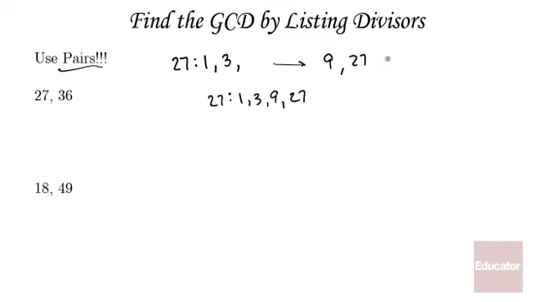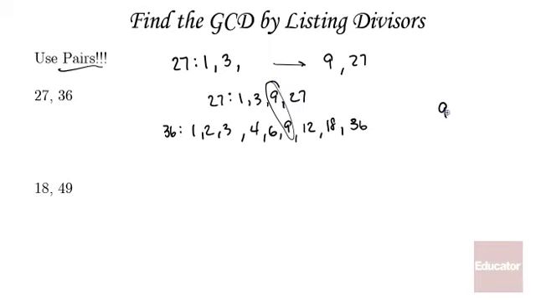Now let's find the factors of 36. 1 times 36, 2 times 18, 3 times 12, 4 times 9, and 6 times 6, and it meets in the middle. So I know that I've gotten all the factors because I used pairs. Common ones are 1 and 3 and 9. 9 seems to be the largest. So the GCD of 27 and 36 is 9. And we've done it by listing divisors or listing factors.